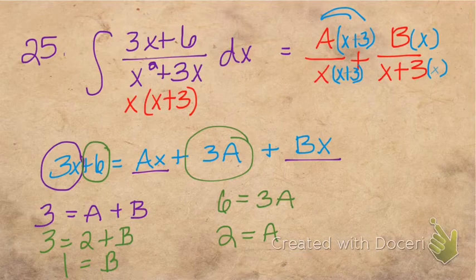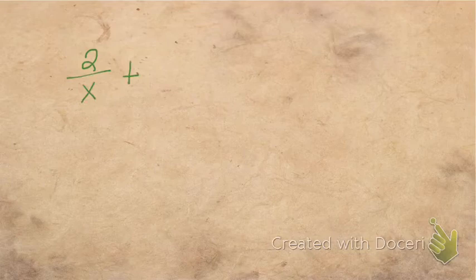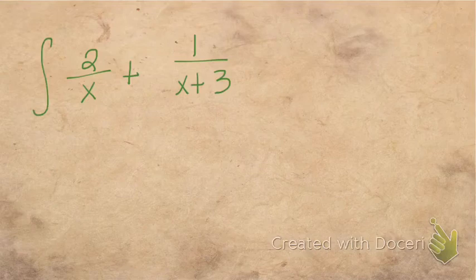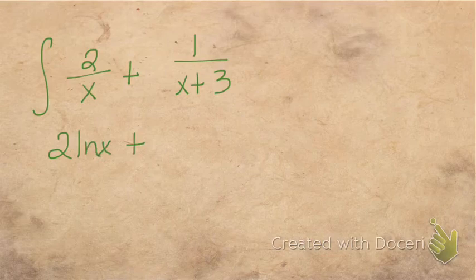So now you go back and you rewrite the equation. And you have, let's see, 2 over x plus 1 over x plus 3 equals that equation, so we just find the antiderivative of that. And the antiderivative would be 2 ln of x plus ln of x plus 3.